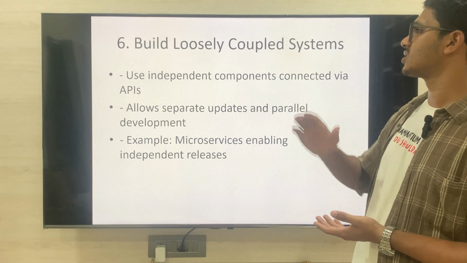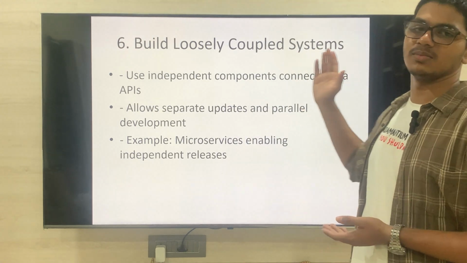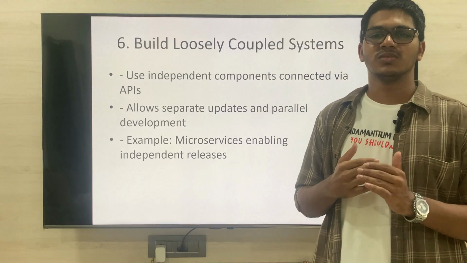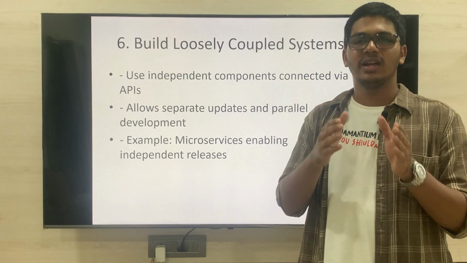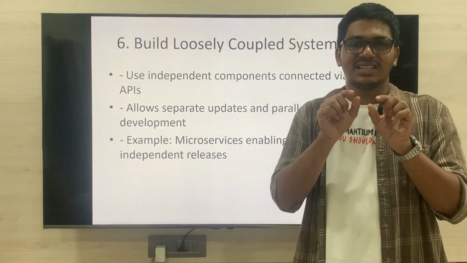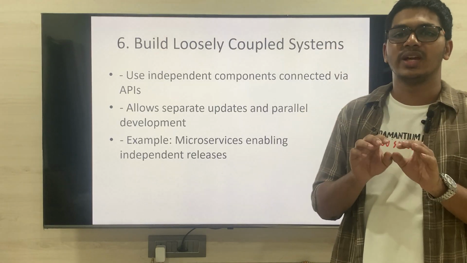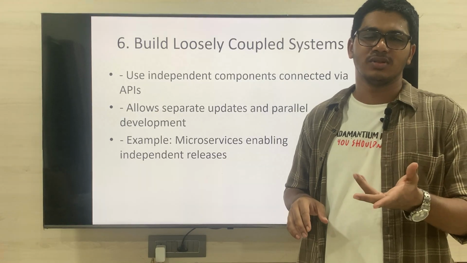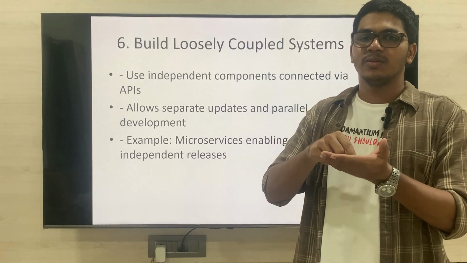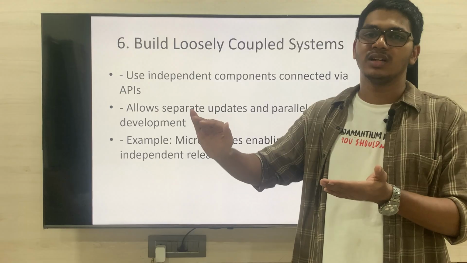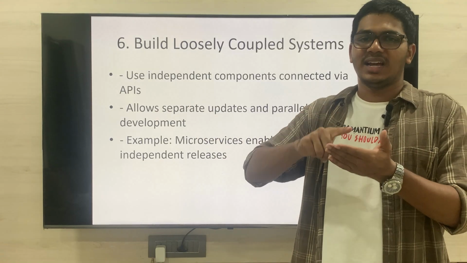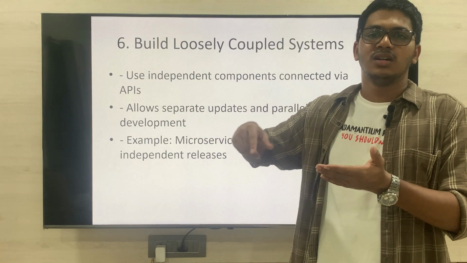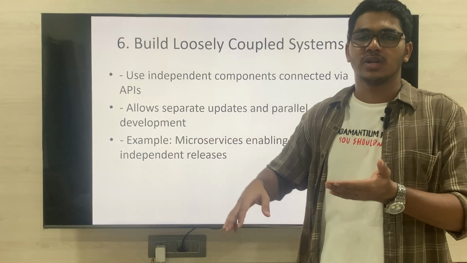Now, principle 6, build loosely coupled systems. In simple terms, breaking things into small, independent components. This lets the team update features without breaking the whole system. Microservices are the classic example. Each service can be developed, deployed, and scaled independently. So, no more "one tiny change broke the entire module" nightmares.